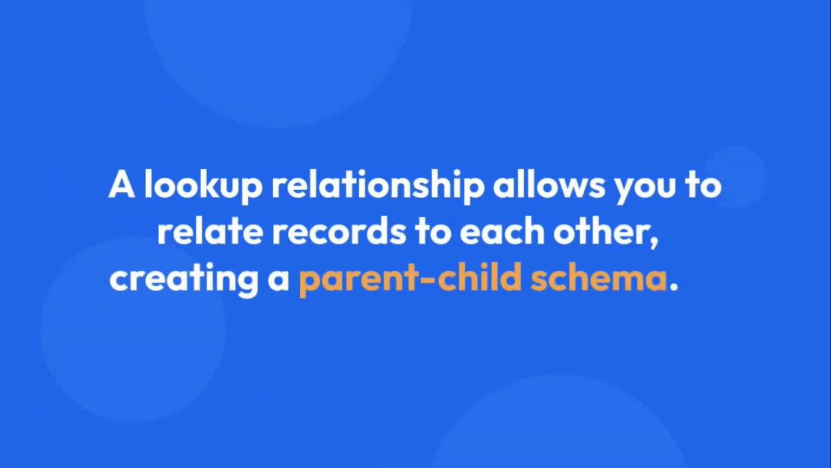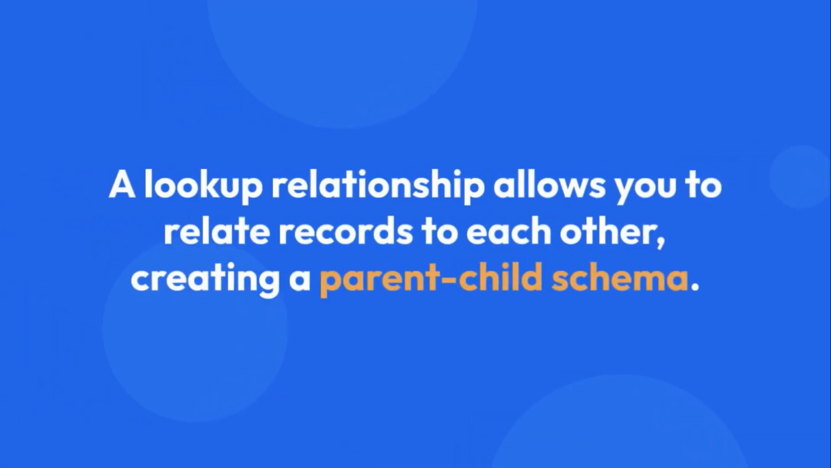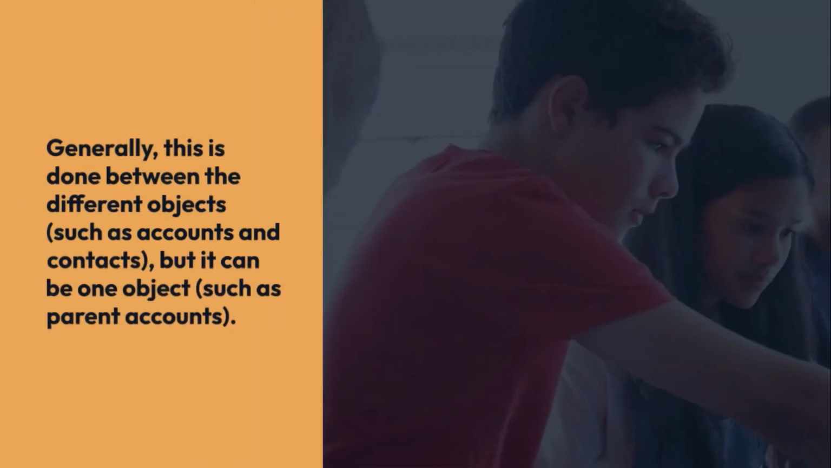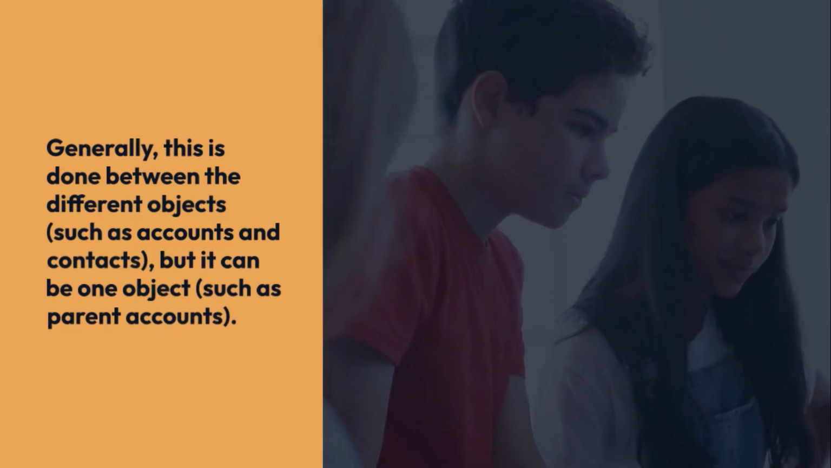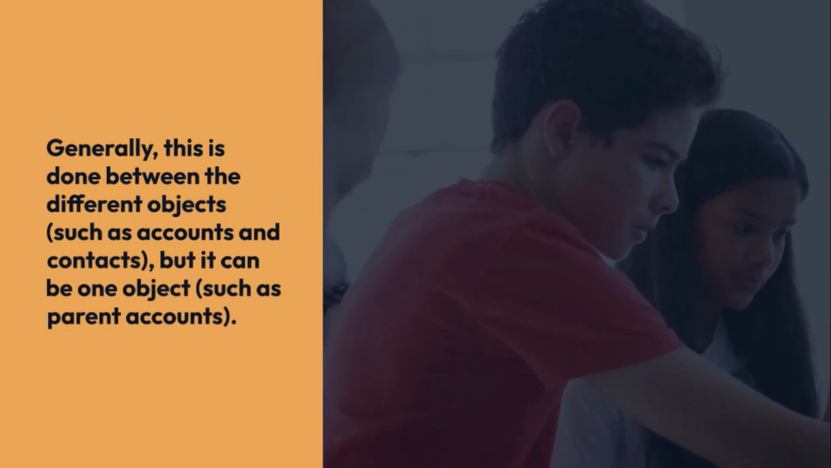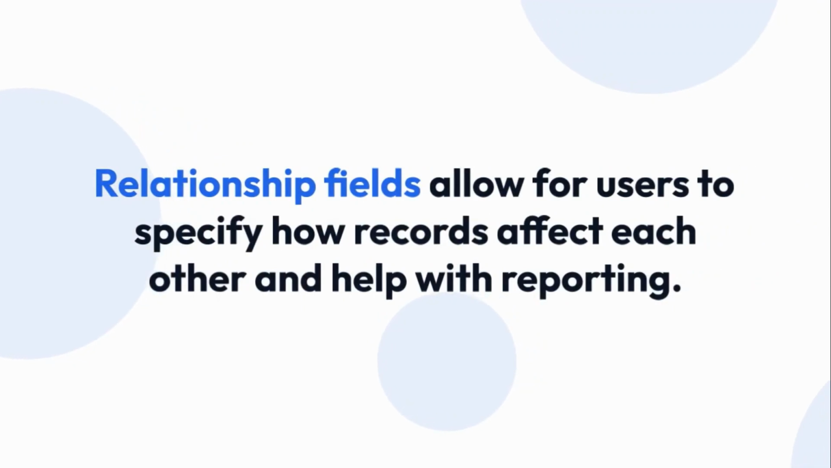17. What is a lookup relationship? A lookup relationship allows you to relate records to each other, creating a parent-child schema. Generally, this is done between different objects, such as accounts and contacts, but it can be one object, such as parent accounts. Relationship fields allow users to specify how records affect each other and help with reporting.